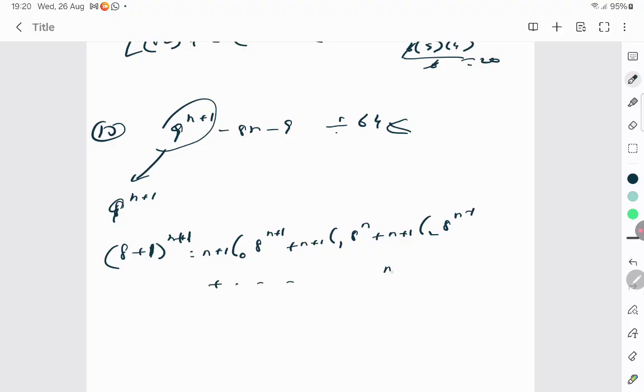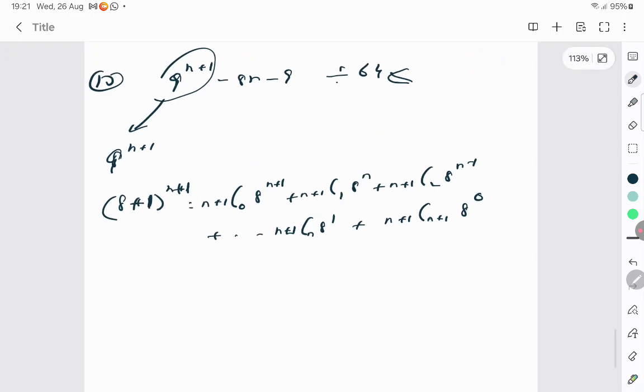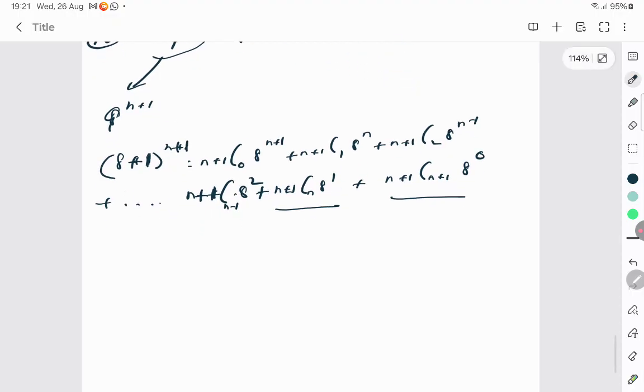Plus dot dot dot n plus 1 c n plus 1, 8 to the power 0. So n plus 1 c n, 8 to the power 1. All with the plus only. So no problem. But let's write one more term in front, which is plus dot dot dot n plus 1 c n minus 1, 8 to the power 2, obviously. I need till here 3 terms in the front and 3 terms in the back. Why did I do that? I know that. Let's solve it.